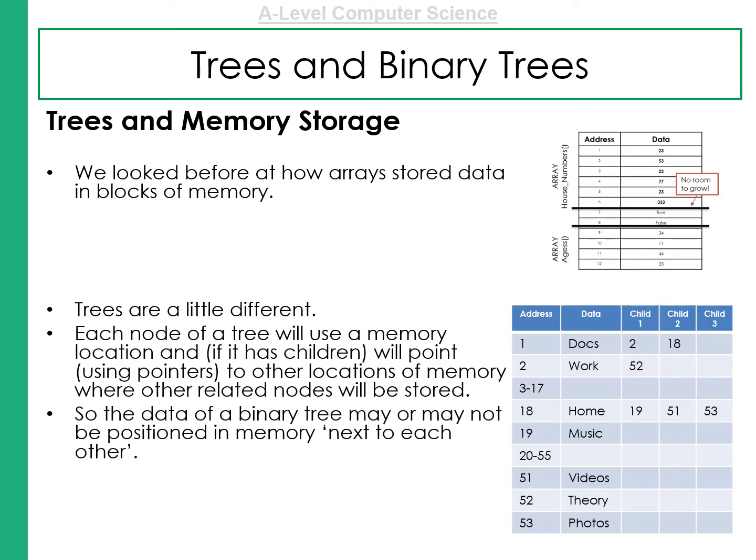Now we have looked previously at how arrays store data in blocks of memory. You can see the example on the right hand side. You can see we've got an array here and there's no room to grow in memory. Now trees are different. Like linked lists, each node of a tree will have a memory location. If it has children, like a linked list again, it will use pointers to other locations of memory where these nodes might be stored. So the data in a binary tree may or may not be next to each other.